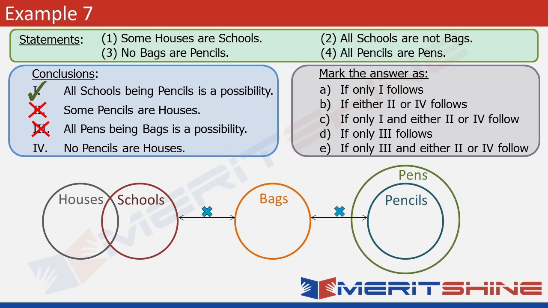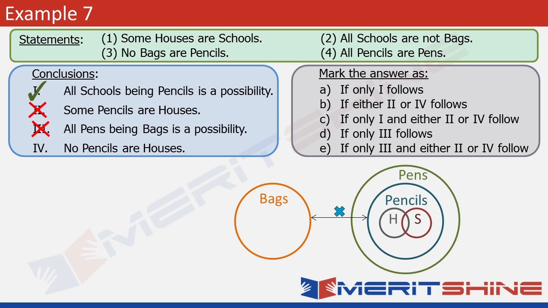Conclusion 4 now. No pencils are houses. Again, this is quite simple. We can use the same figure that we used for conclusion 1. This one. So here we can see the overlap between houses and pencils. So this conclusion does not follow. So 1 follows and 2, 3 and 4 do not follow.